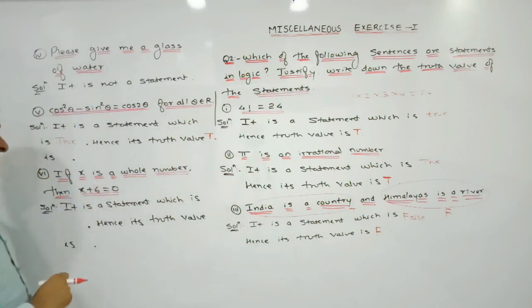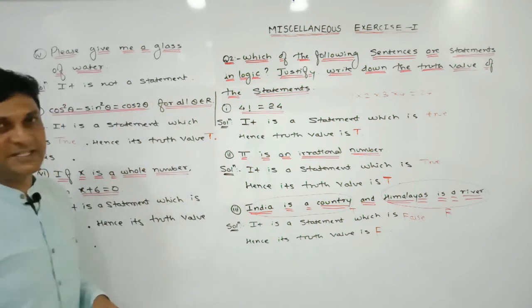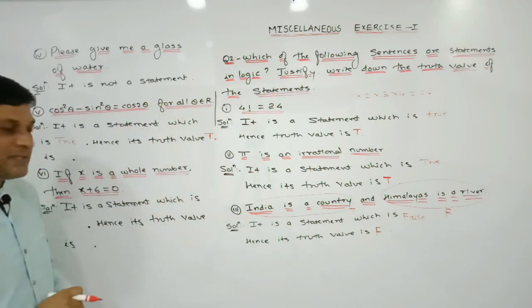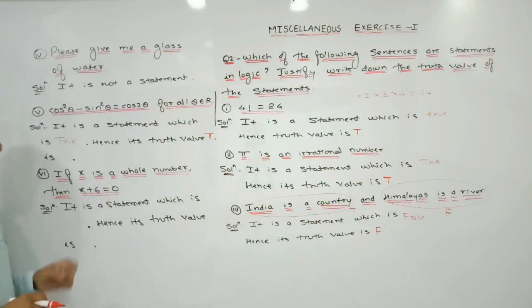Now observe the next sentence. x is a whole number, and then x plus 6 is equal to 0. If x is a whole number, then its value is what? 0, 1, 2, 3, 4, 5, 6, continuing this way. These are what? Whole numbers. And for whole numbers, let us check whether this condition is satisfied or not. That is, x plus 6 is equal to 0.